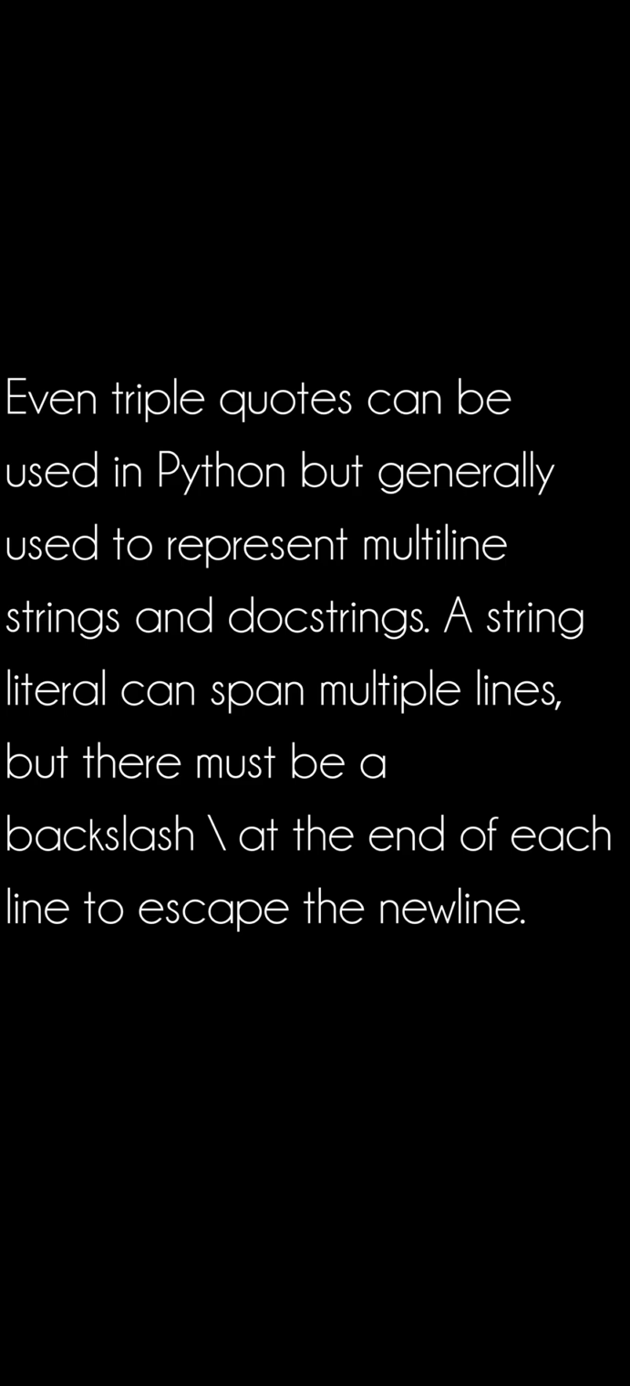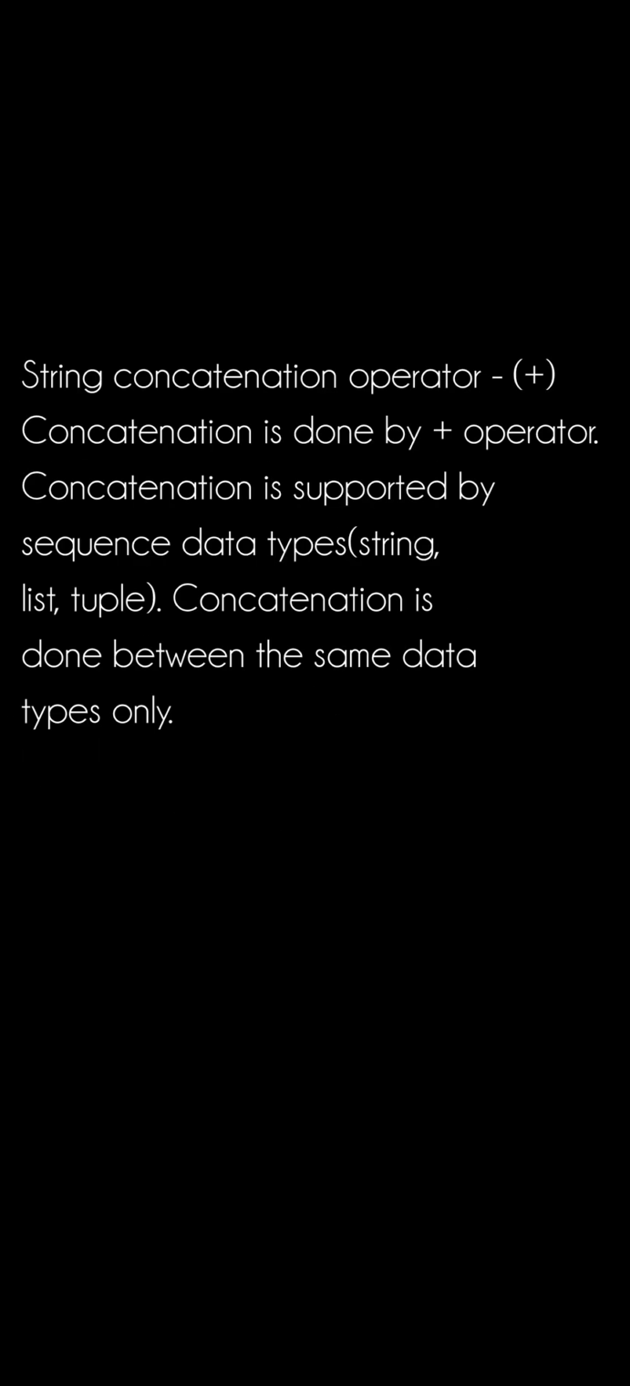A string literal can span multiple lines, but there must be a backslash at the end of each line to escape the new line. String concatenation operator. Concatenation is done by the plus operator. Concatenation is supported by sequence data types: string, list, tuple, etc. Concatenation is done between the same data types only.